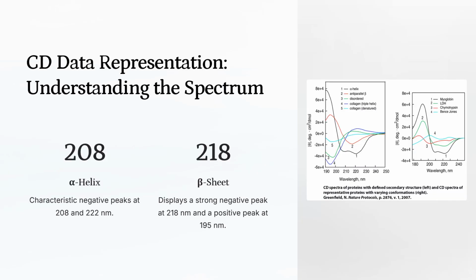Now, this is how you represent data. CD data is typically represented as a plot of molar ellipticity on the y-axis versus wavelength on the x-axis. Peaks in the spectrum indicate specific structural features such as alpha helices and beta sheets in proteins. As we can see here, at 208 nanometers and 218 nanometers, we are getting strong negative peaks, and at 195 nanometers, we are getting a strong positive peak. So these are used to represent the interactions of chiral molecules with light.